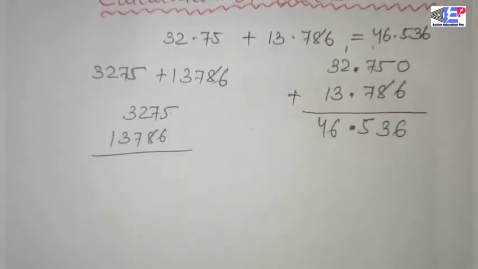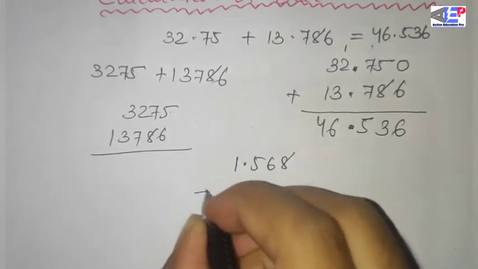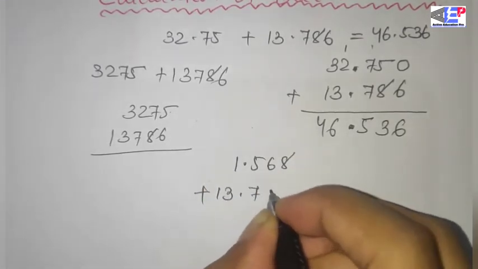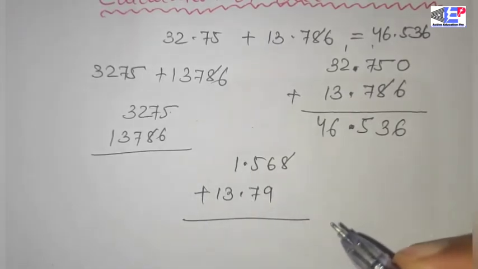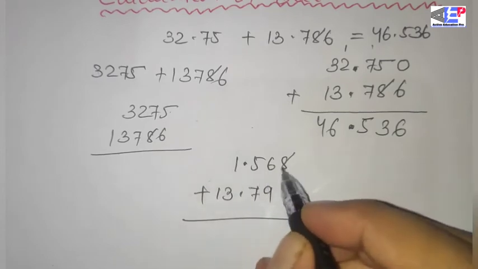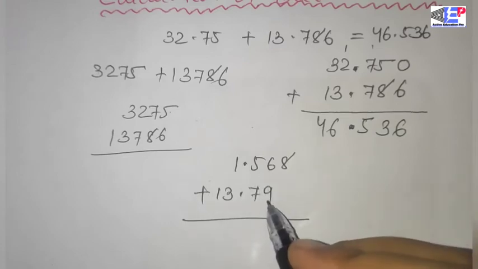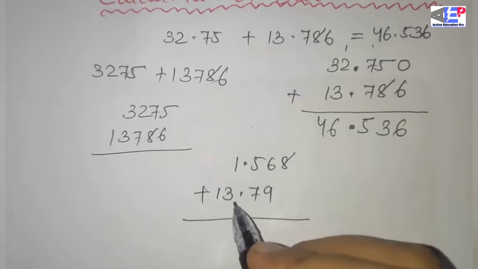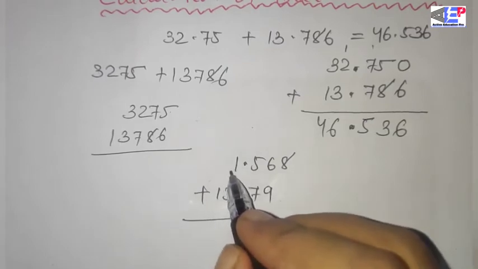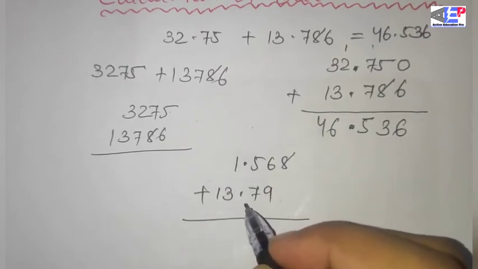Another example: suppose there is 1.568 plus 13.79. Again check that the decimal points are aligned with each other. In 1.568, the right side of the decimal point contains more digits than the other number: here 2 digits and here 3 digits. And in the second number, the left side contains more digits than the first number. So don't worry about the number of digits, just align the decimal points.